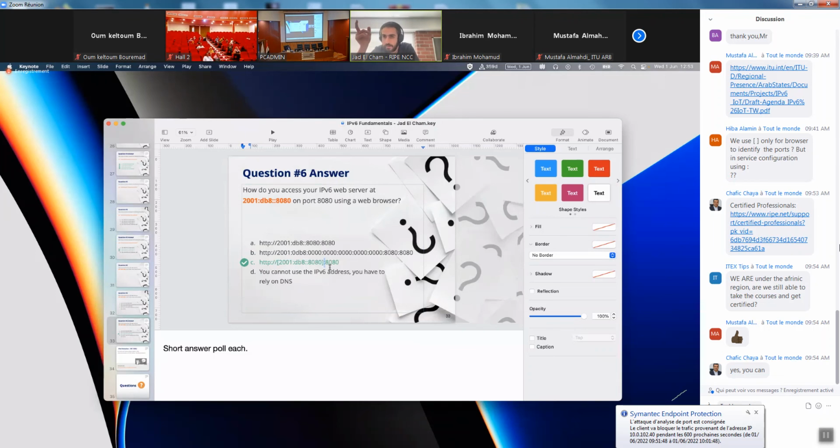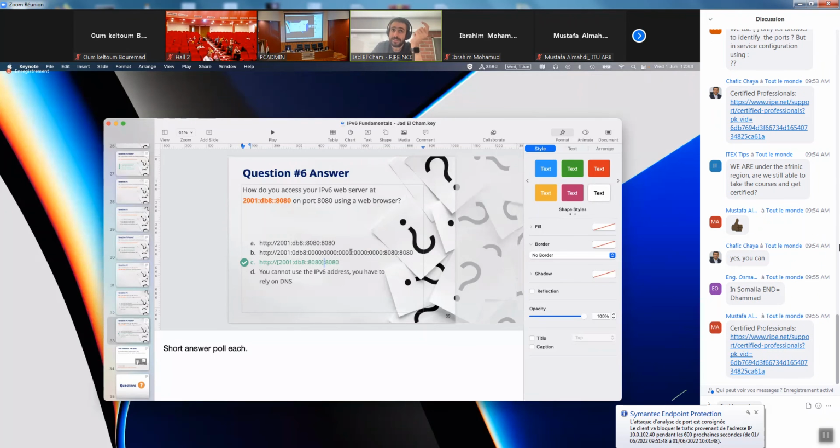The port is identified by the double column. This is the same as in IPv4, because in IPv4, if you wanted, you can go HTTPS, whatever, 10.0.2.5, double column, then the port. This double column is the way how you tell the browser that, hey, what comes after the double column, this is a port number. But in IPv6, the double column also exists inside the IPv6 address.